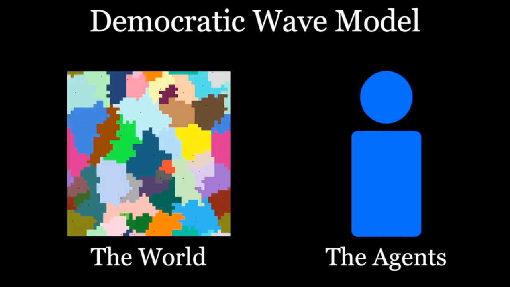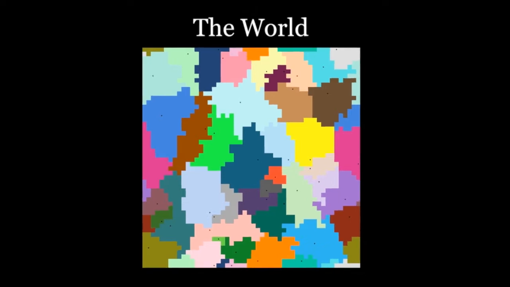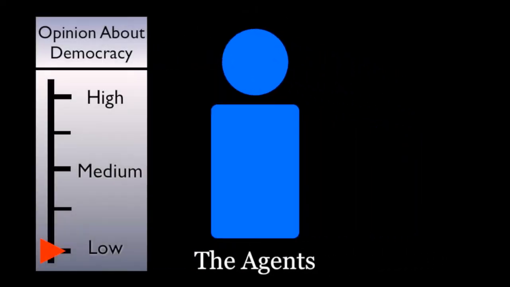Ours has two components, the world and the agents. Let's first look at the world. The world, as you see, is made up of colorful countries, half of them democratic, half of them authoritarian. And each of these countries has citizens, or the agents. And these agents have an opinion about democracy.